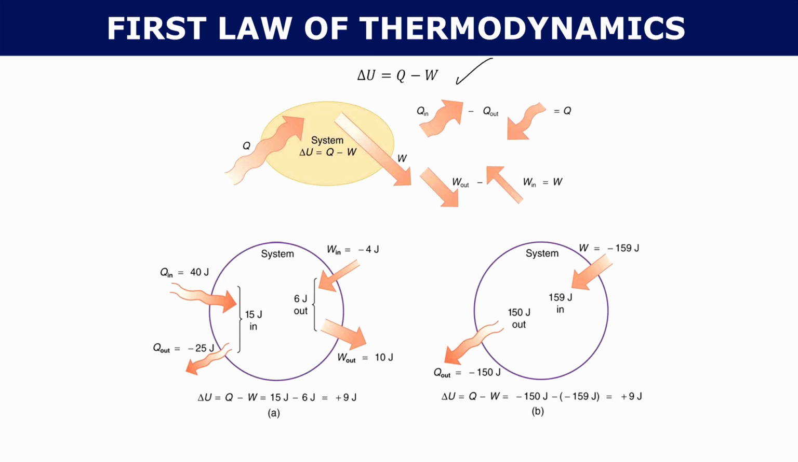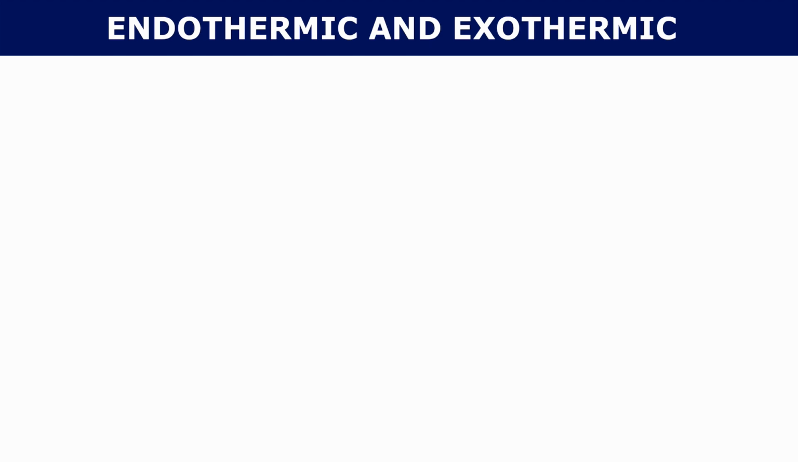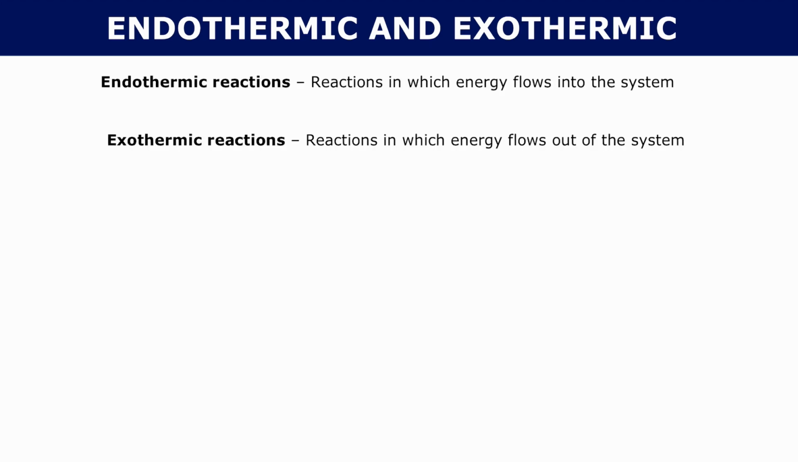In chemistry, we call a reaction different names based on whether or not the system loses or gains energy as the reaction progresses. We call these endothermic and exothermic. Endothermic means that the energy flows into the system. These are reactions in which energy flows into the system. And then exothermic reactions are reactions in which energy flows out of the system.